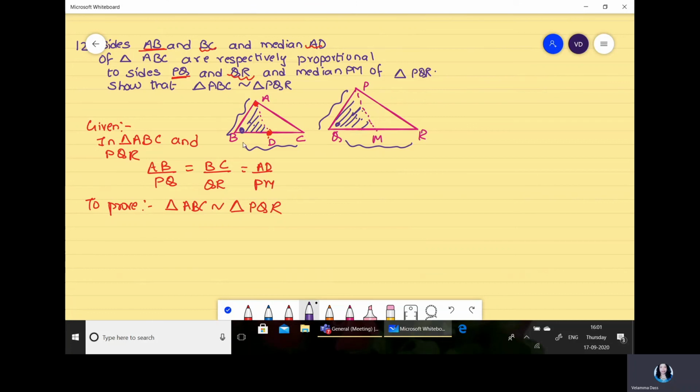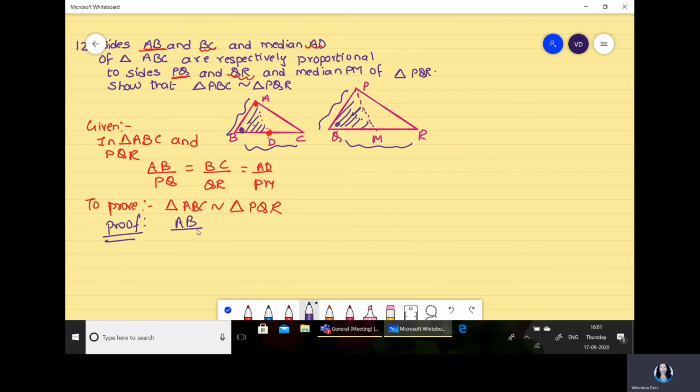Can we prove the third side also proportional? We cannot use SAS, since we would have to prove that angle A equals angle P, which is not possible. So can I prove that the third side is also proportional? We know BD and DC are equal. What is the relation of QM and MR? They are equal. So while writing, we can just write the proof.